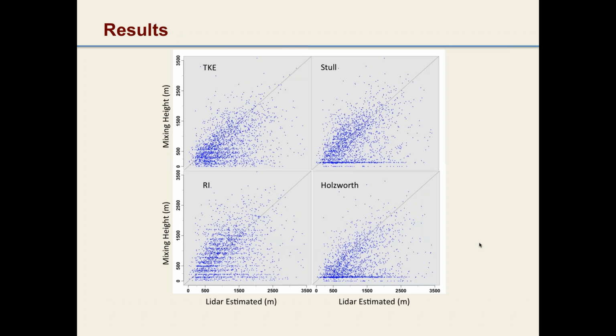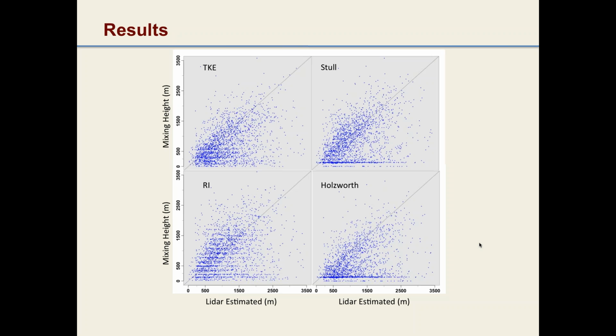where the LiDAR's on the x-axis and the methods are on the y. And I show them for each one, TKE, Stull, RI, and Holsworth. And you can see the variance there with the Richardson and Stull a little bit, but not as much. And if you look at TKE and you look at all the methods, there's a kind of a clustering at the bottom there where they kind of well predict the lower values, but then as you get out, they kind of spread. And then in Stull and Holsworth, there's kind of a linear relationship along the x-axis.